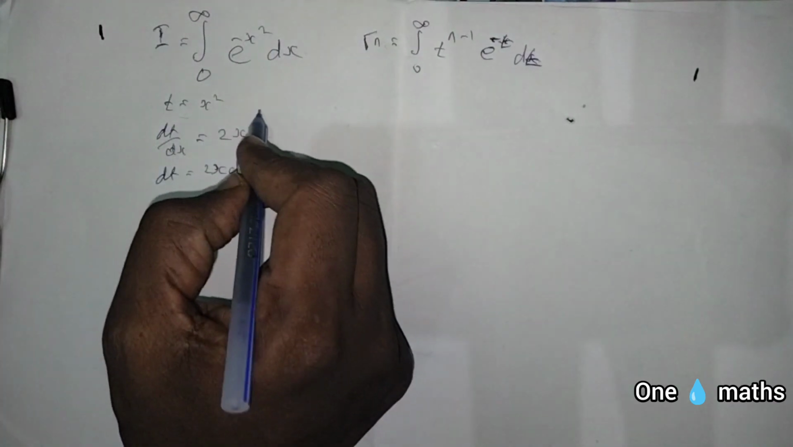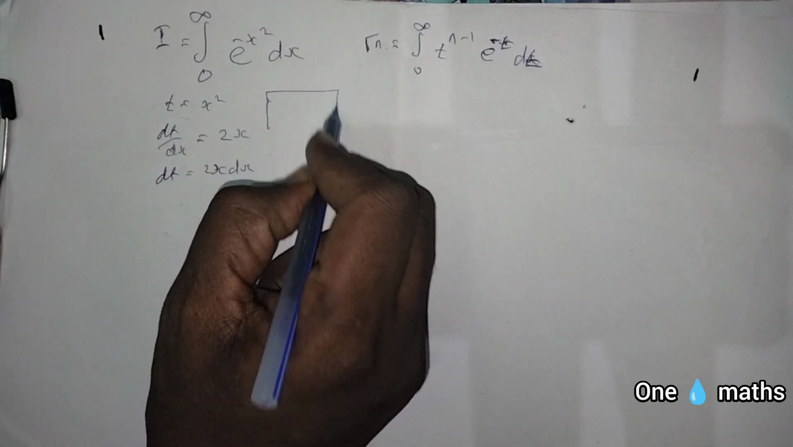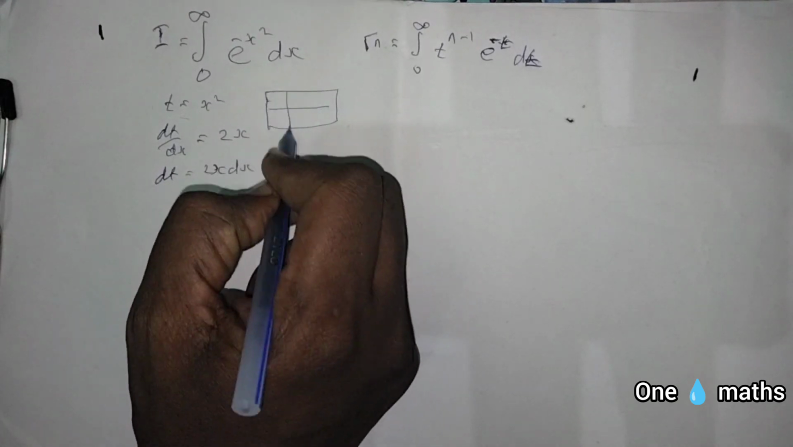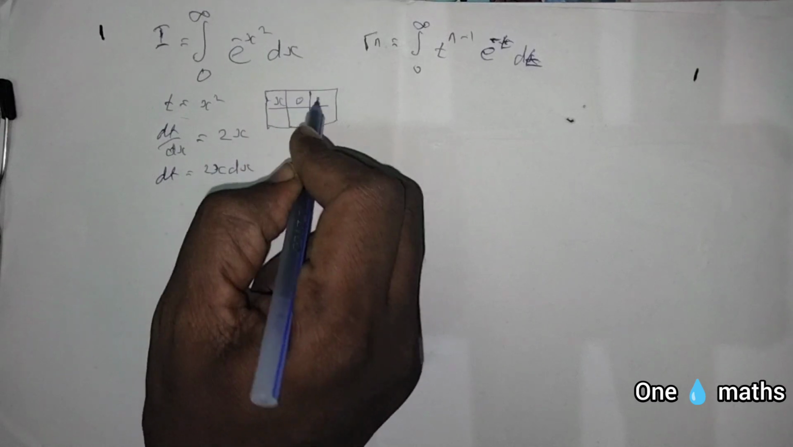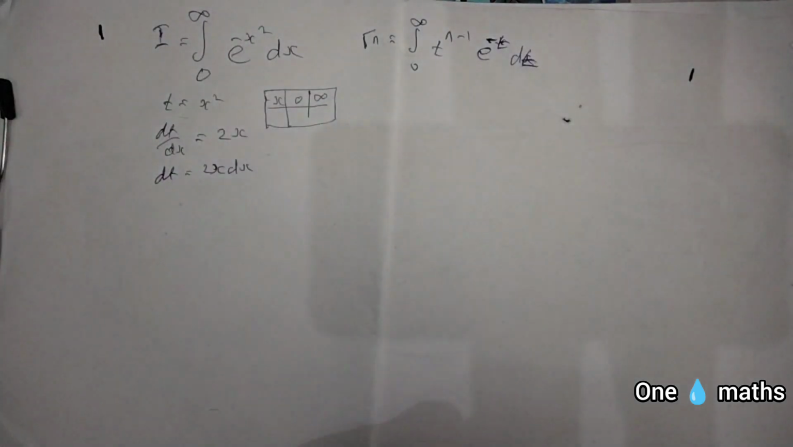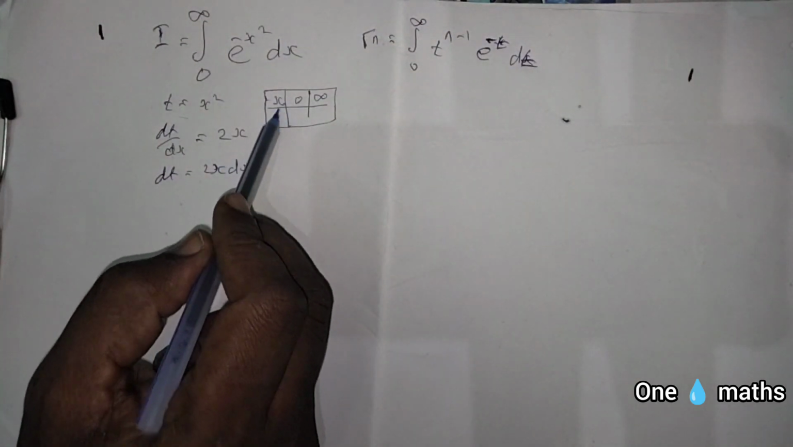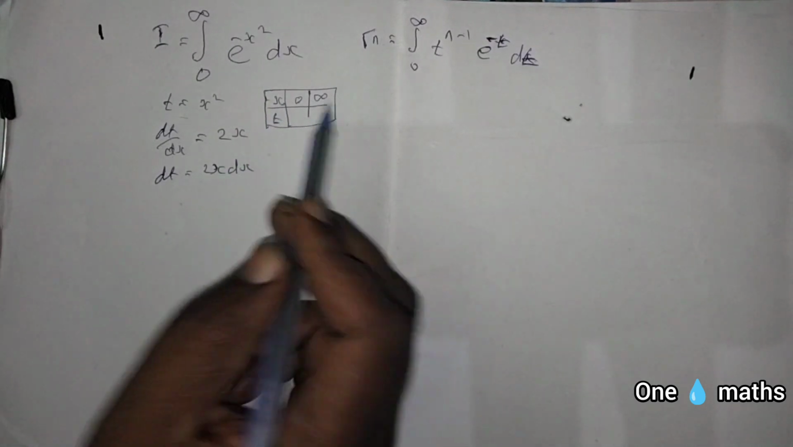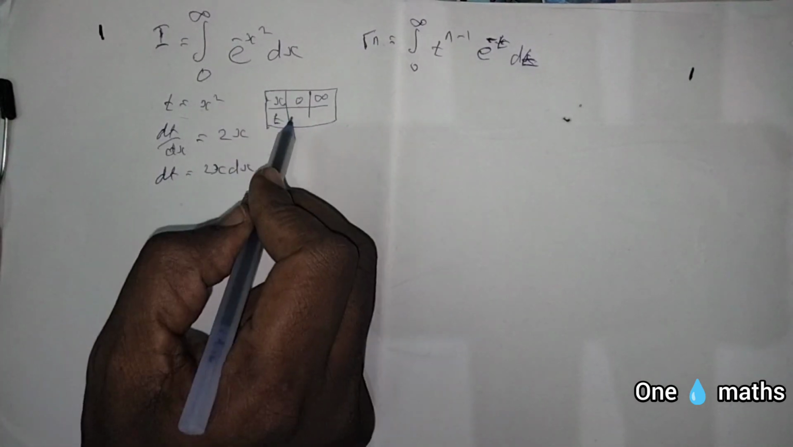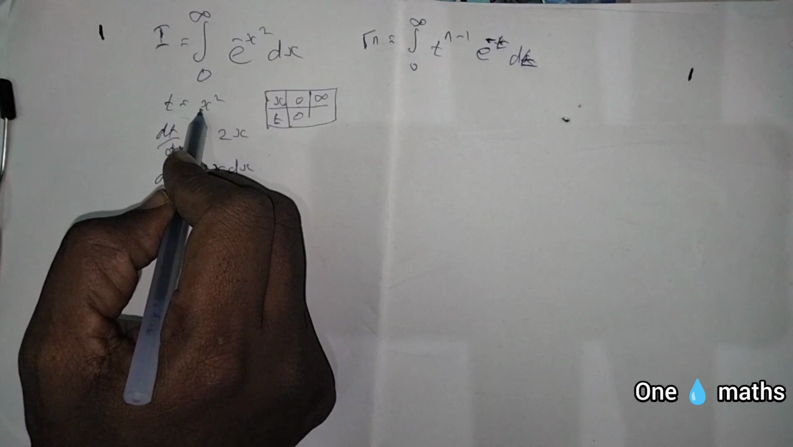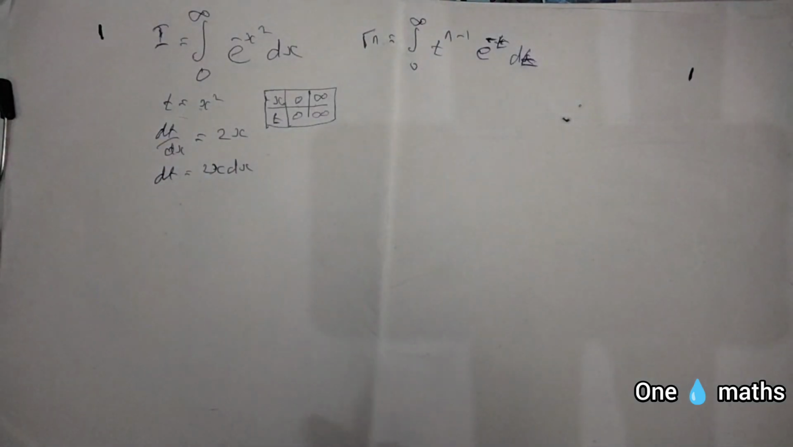Now change the variable t into x, then you have to change the limit also. When x is the variable, the limit is 0 to infinity. Now instead of x, change the variable into t. Now substitute 0, 0 square also becomes 0. Infinity square also becomes infinity. So in t also we have the same limit 0 to infinity.